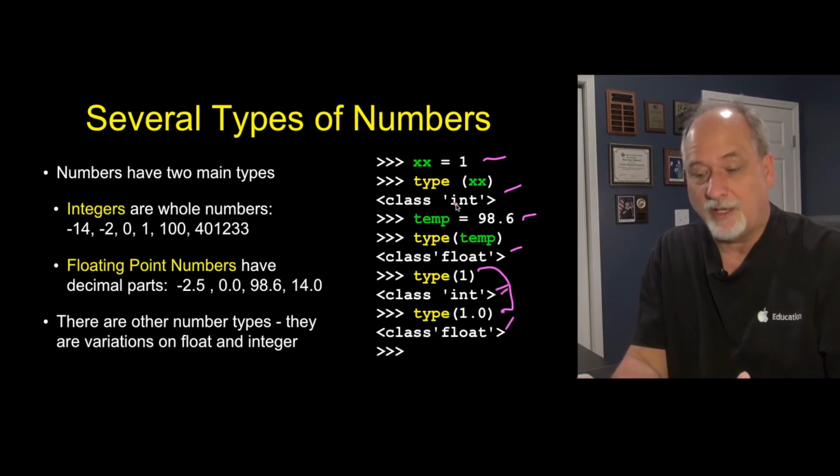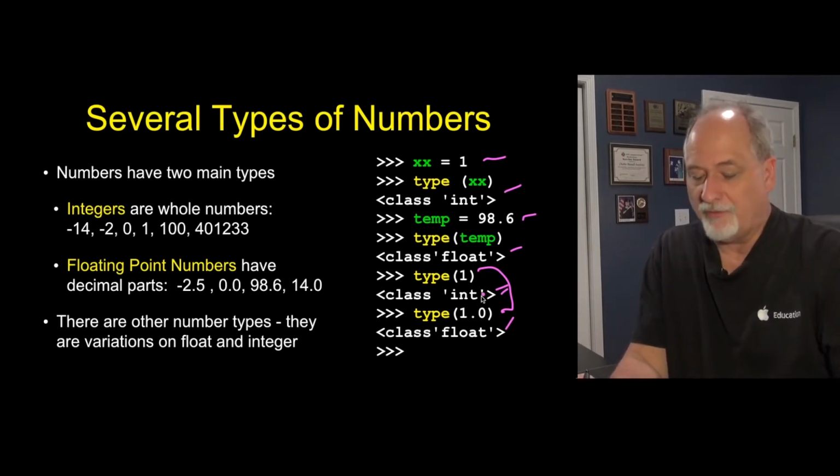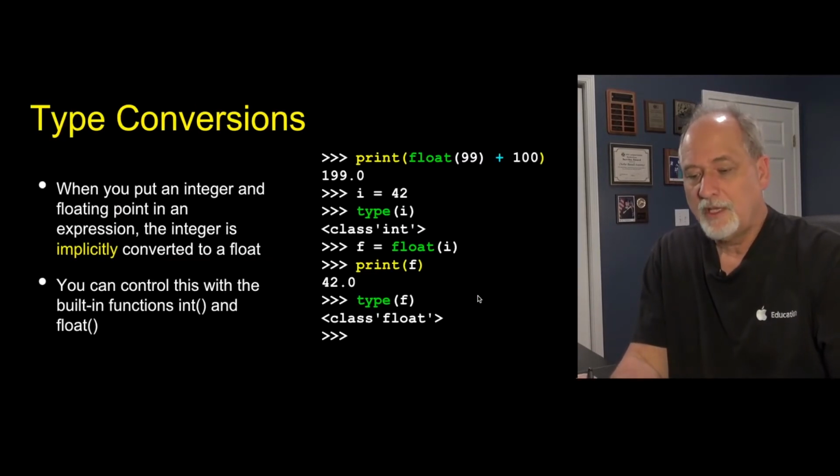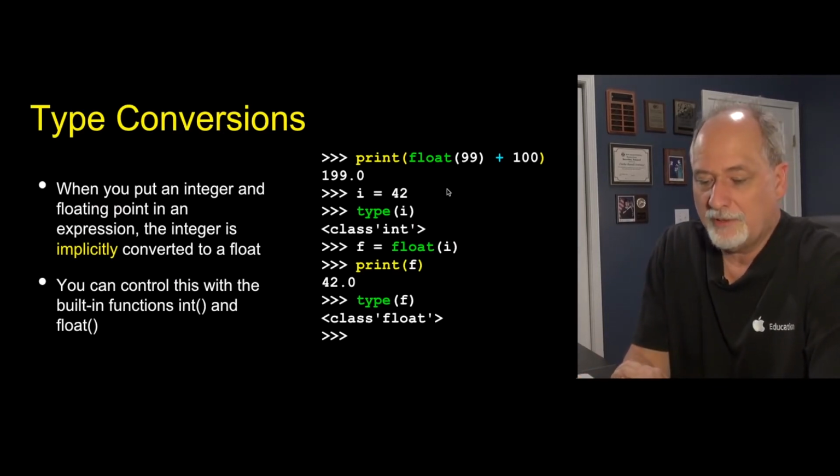And I'm just asking over and over again, what is the type of what's in XXX, what's the type of what's in temp, and what's the type of the constant 1. And what's the type of 1.0. You can also use a set of built-in functions like float and int to convert from one to another.